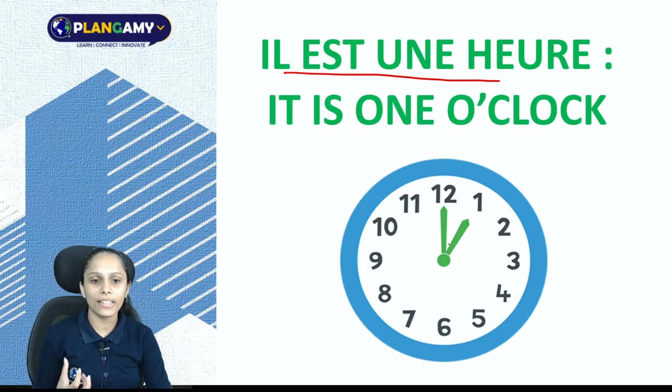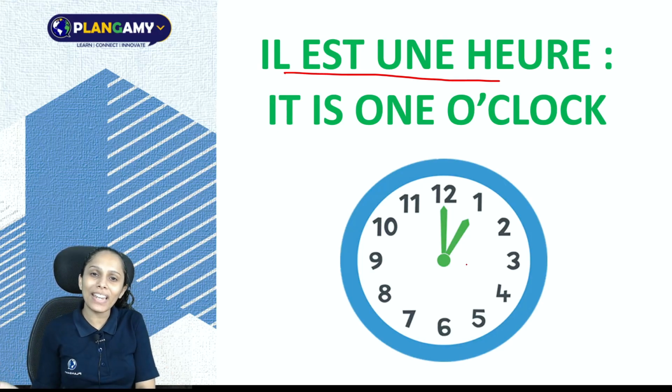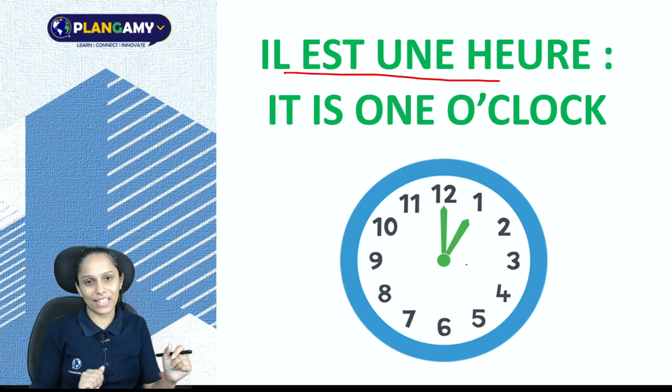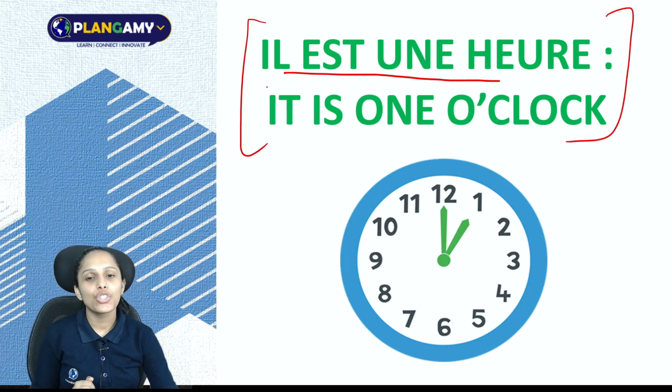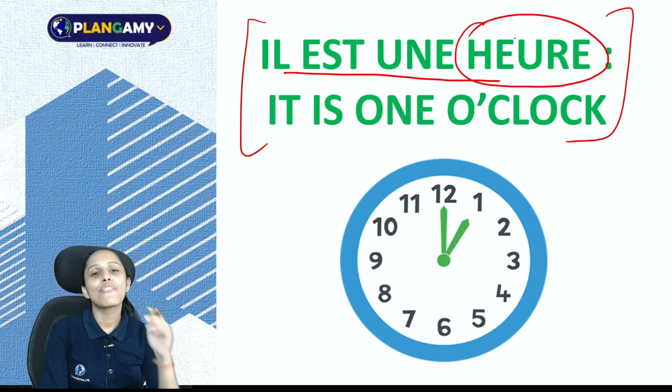Now here in this picture, we are talking about it being 1 o'clock in the morning. Now, don't worry, I will tell you how to differentiate timings in the morning and timings of the night. But just pay attention right now. So here we are talking about it is 1 o'clock. It means il est une heure. Always remember that heure is feminine. That is the reason that here we have used une.